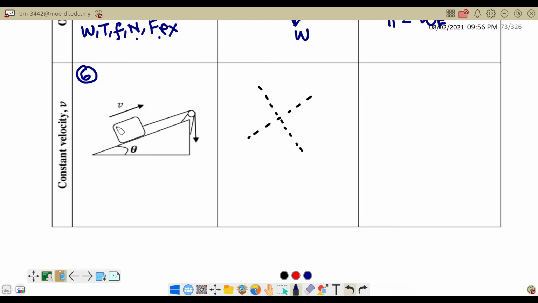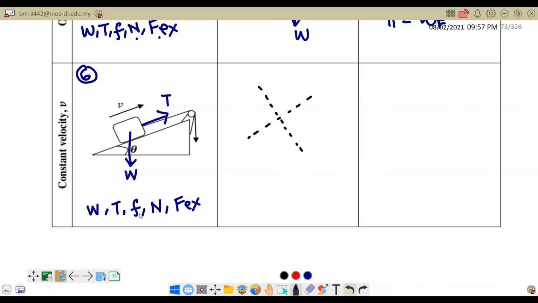If you refer to this object, always ask five questions. Every time you want to draw a free body diagram, you must ask five questions. The first one is, do we have weight? Yes, it's acting vertically downward. Do we have tension? Yes, because there is a string, and the tension is out from the object.